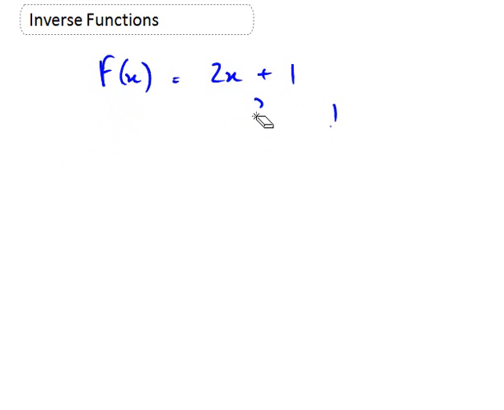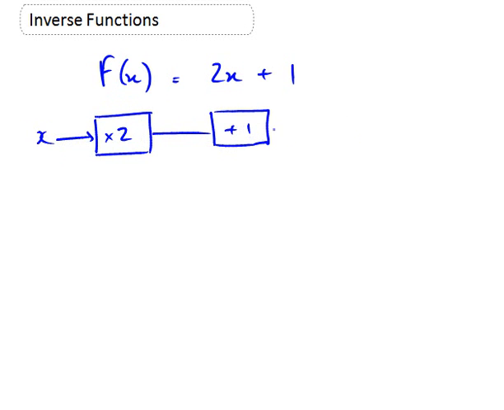Okay, so that function can be represented in this way. You can suggest that x goes into the function, you times it by 2, and you add 1, and you end up with 2x plus 1.